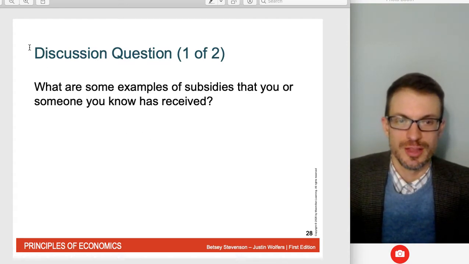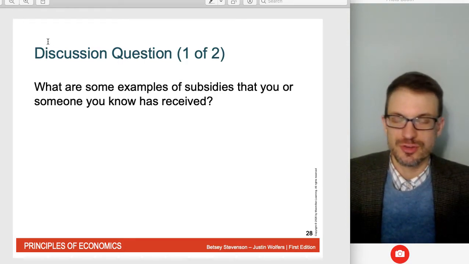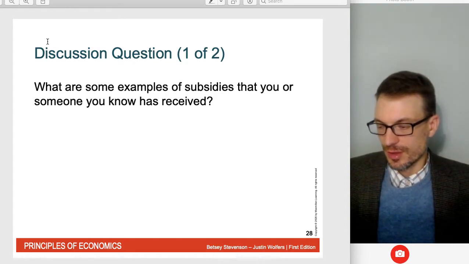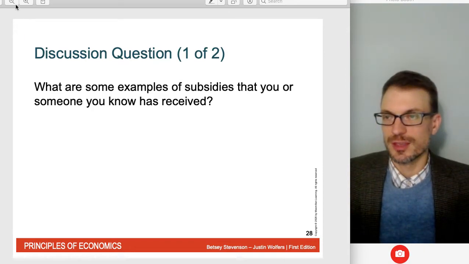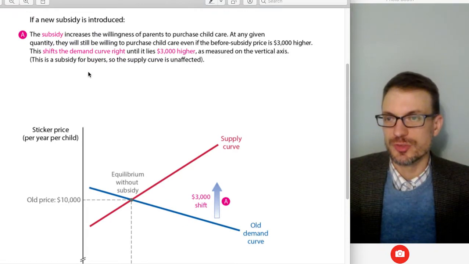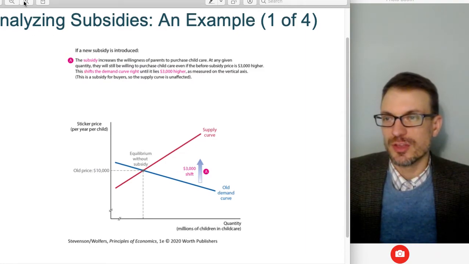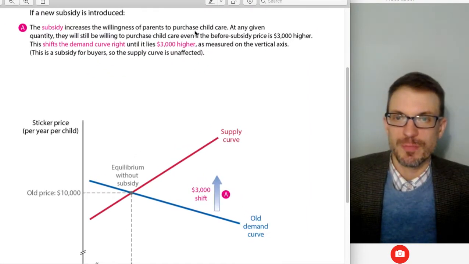I mean, there's lots of subsidies, like different types of credits, healthcare, childcare, green initiatives in terms of like solar cells or whatever. Lots of different subsidies. So suppose there's a new subsidy introduced, and suppose this is for the market for childcare. A subsidy increases the willingness of parents to purchase childcare at any given quantity, even if the before-subsidy price is $3,000 higher.